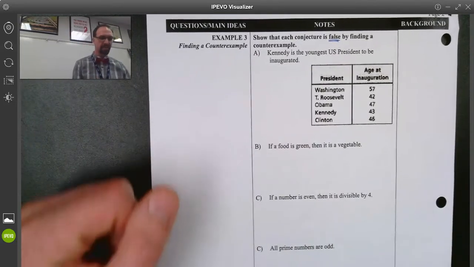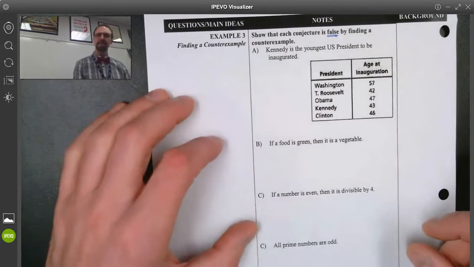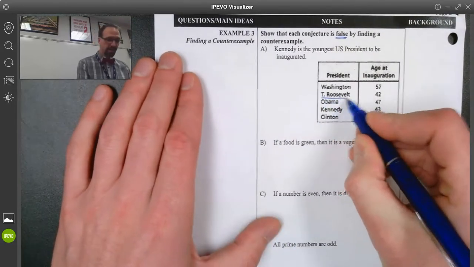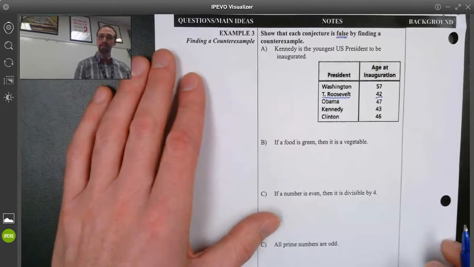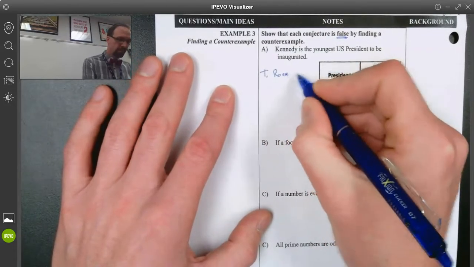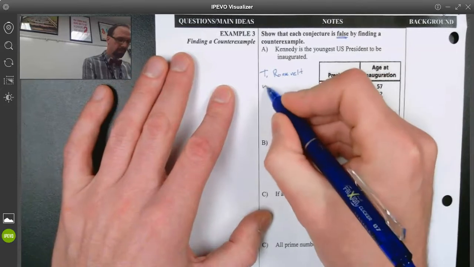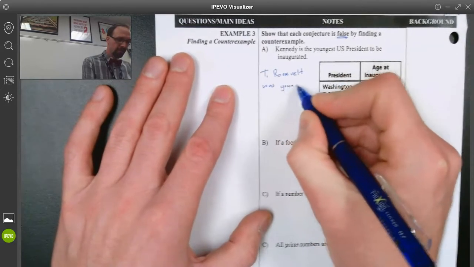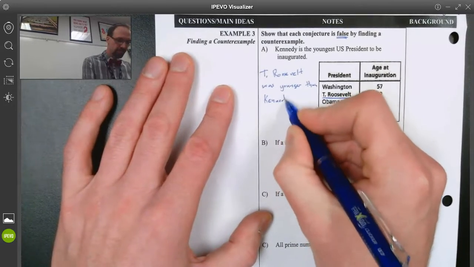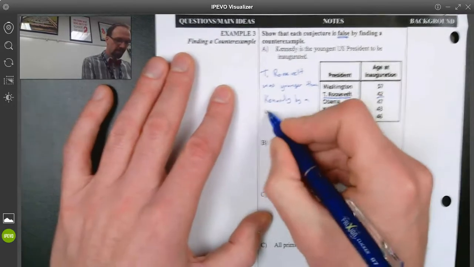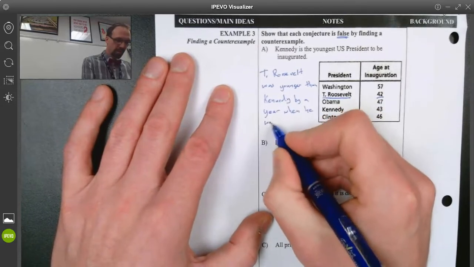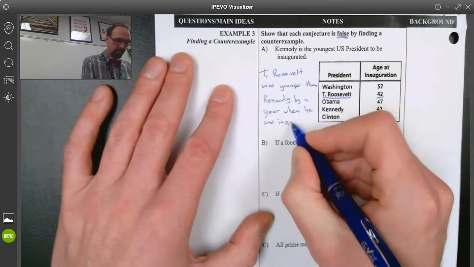Here it says Kennedy is the youngest U.S. president to be inaugurated. Kennedy was known for being a young president. However, there was a president that was inaugurated younger than him, and that was Theodore Roosevelt, or Teddy Roosevelt. So T. Roosevelt was younger than Kennedy by a year when he was inaugurated.